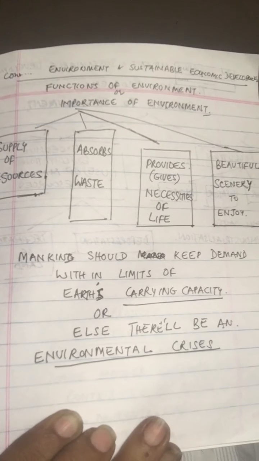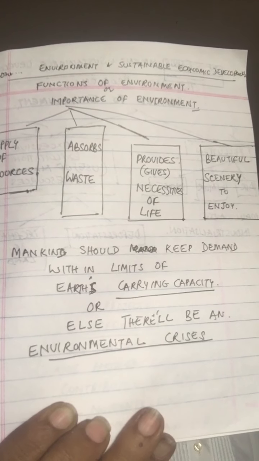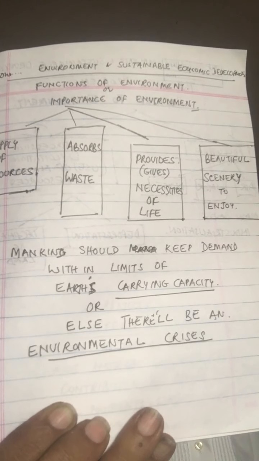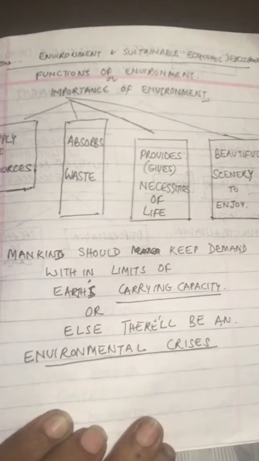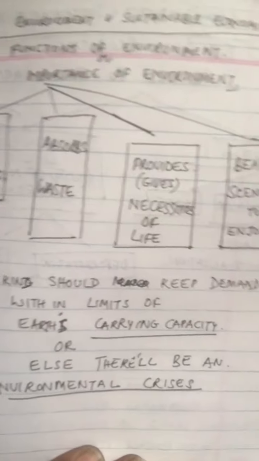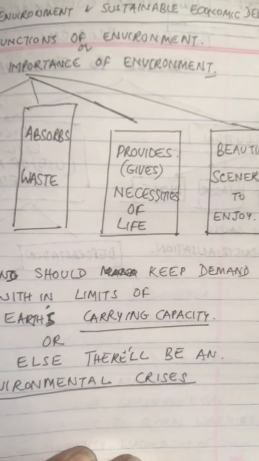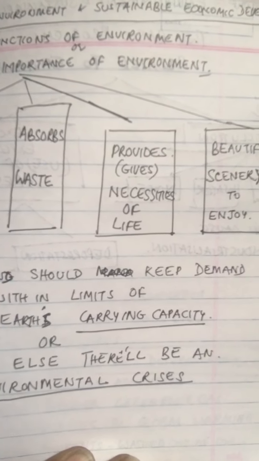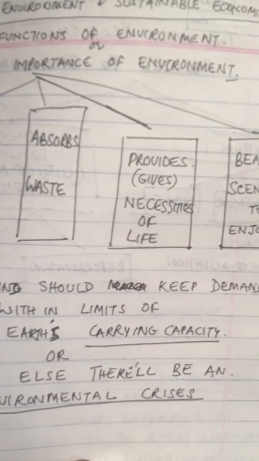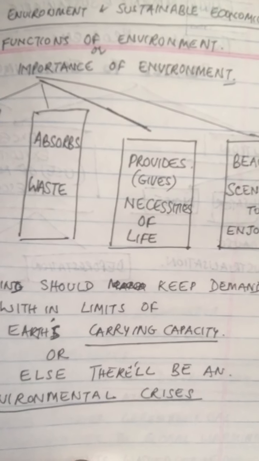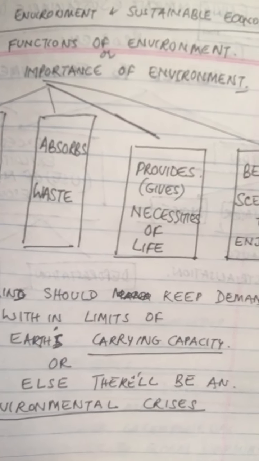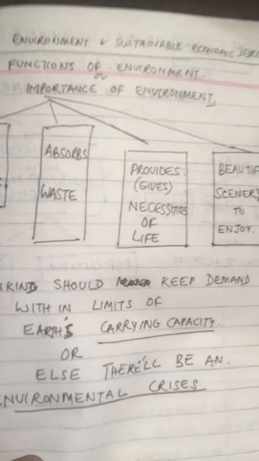So environment can perform all these functions without any interruption, as long as demand for these functions is within the carrying capacity. Now what is carrying capacity? Carrying capacity of an environment means the maximum population size of a biological species that can be sustained in that specific environment, given resources, habitat, water, food, etc.